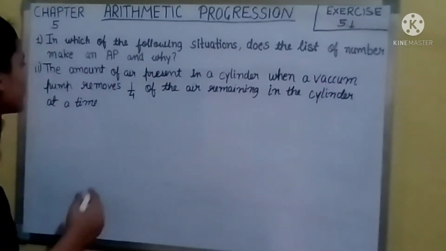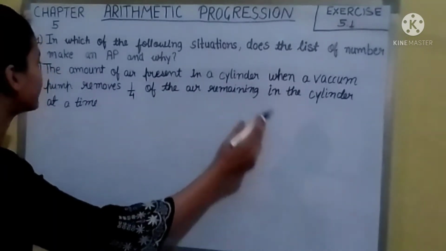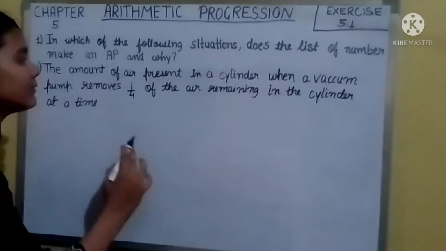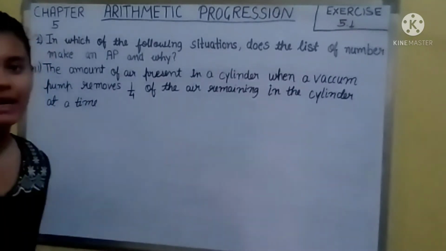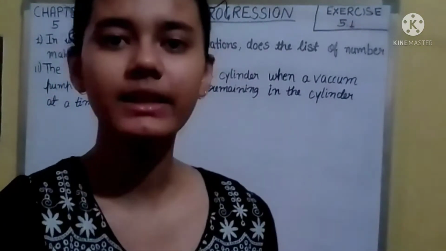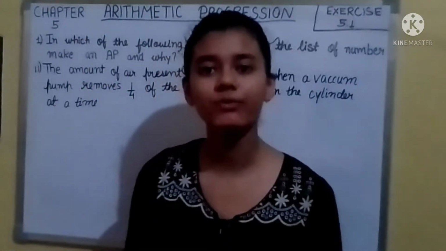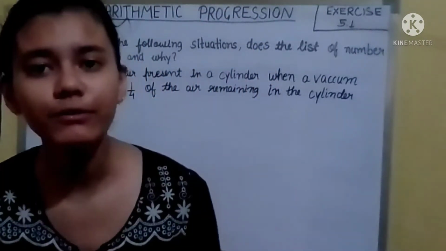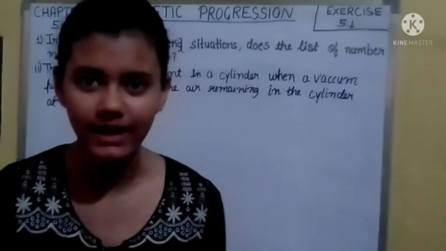So the statement says that the amount of air present in a cylinder when a vacuum pump removes 1/4 of the air remaining in the cylinder at a time. Means there is a cylinder filled with air, and each time the vacuum removes a quarter part of the air.